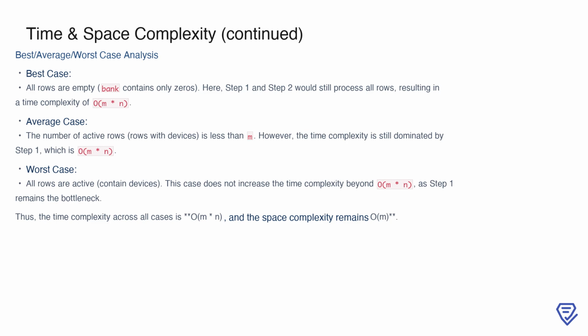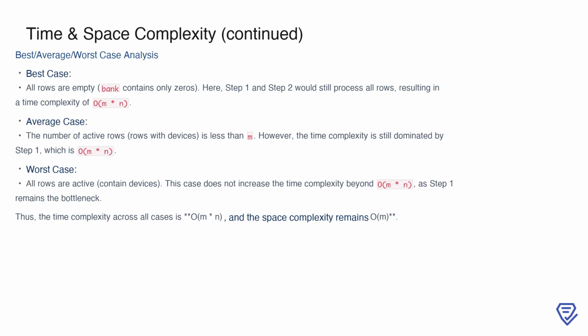In the best case, where all rows in the bank contain zeros, steps 1 and 2 still process all rows, leading to a time complexity of m*n. In the average case, the number of active rows, those with devices, is less than m, but the time complexity remains m*n, because step 1 dominates. In the worst case, all rows contain devices, but even then, the time complexity does not exceed m*n.